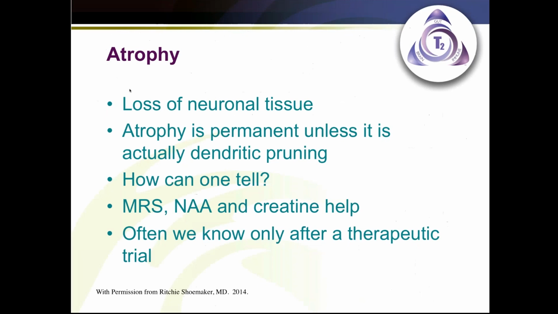So this atrophy or loss of neuronal tissue is permanent unless it's just dendritic pruning. And we know that in some patients who've had overwhelming stress, it's atrophy. In other patients, it's dendritic pruning. In the biotoxic population, it's more dendritic pruning, dendrites retracting into themselves to protect themselves from the neuroexcitation and inflammation. But again, we often only know after we do a therapeutic trial.